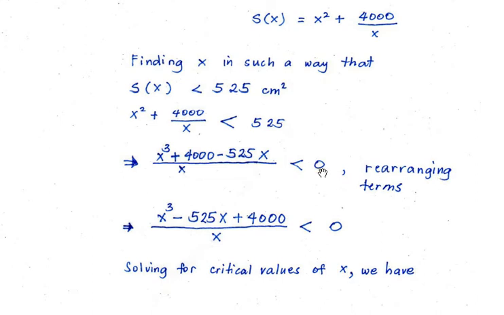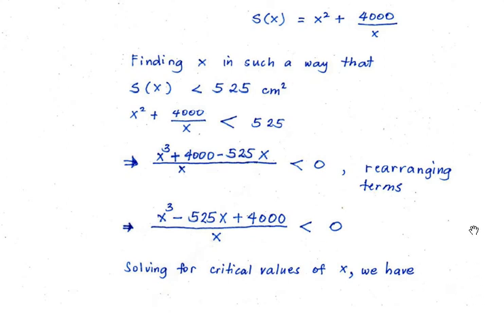Now, it says here, rearranging the terms, we have x cubed minus 525x plus 4,000 all over x is less than 0. Now, we have this rational inequality, and we have to solve for the critical values of x, or the values of the side of that pencil holder box that you are going to create in order for you to have the surface area less than 525 square centimeters.